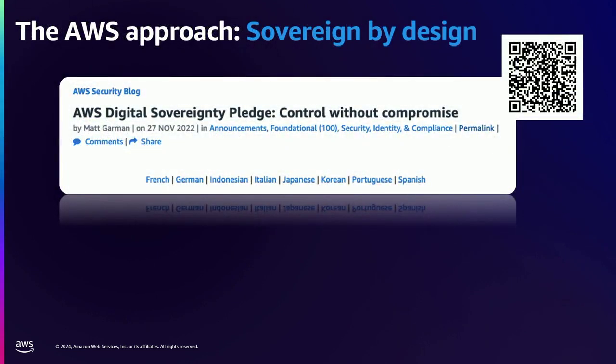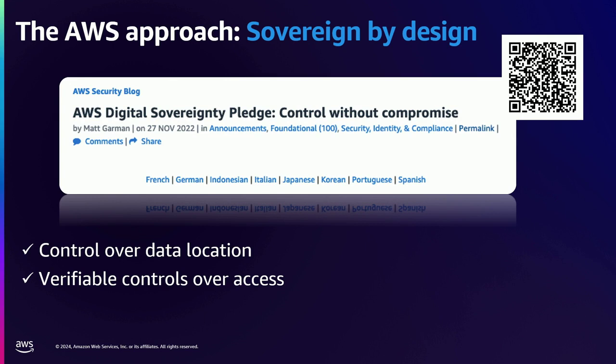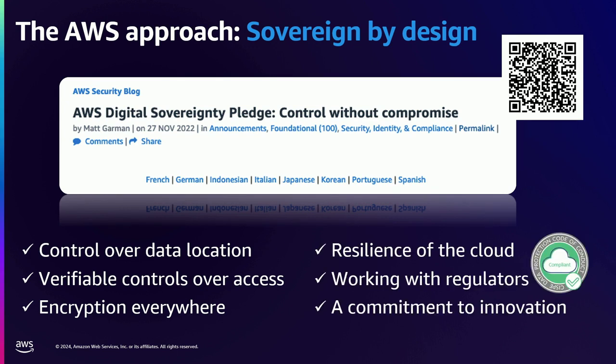Now, I really do recommend that you take a look at our Digital Sovereignty Pledge. In it, you'll see more information specifically on what we're doing to help our customers control where their data is located, what further steps we're taking to introduce access controls, and what we're doing to allow for encryption anywhere and everywhere. And as I mentioned, we're going to continue to innovate and invest to further enhance our current capabilities and introduce new ones.